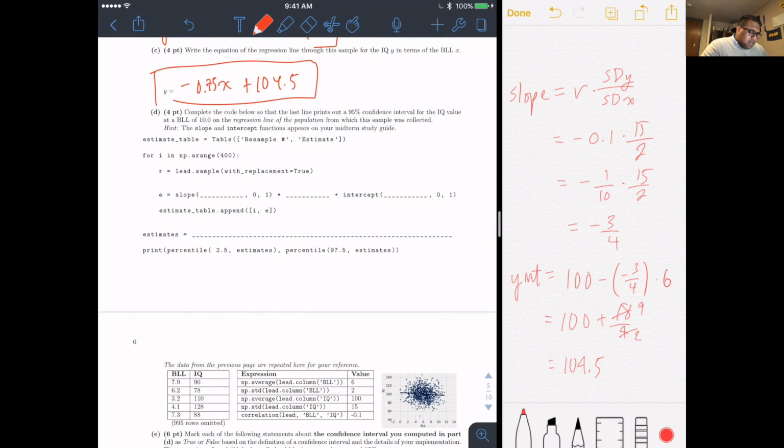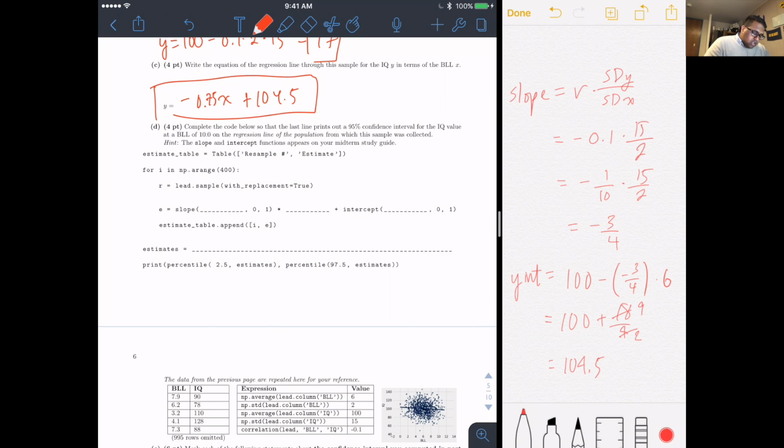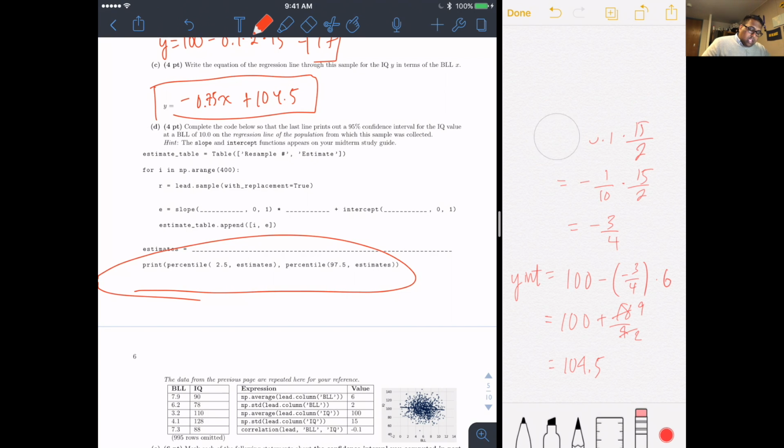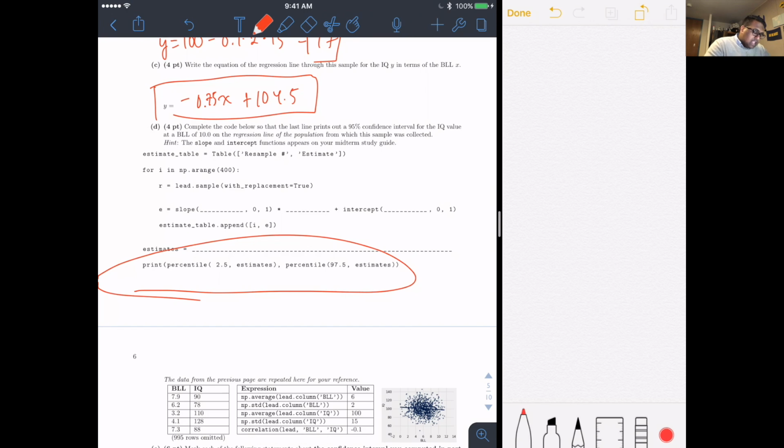Part D asks us to complete the code so that the last line right here prints out a 95% confidence interval for the IQ value corresponding to someone with a blood lead level of 10.0 on the regression line. And then we want to use our sampling techniques, and we know that we have the slope and intercept functions defined on our midterm study guide.